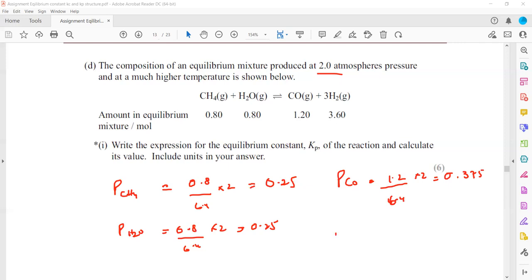And then the pressure of hydrogen: moles of hydrogen at equilibrium is 3.6 divided by 6.4 times the total pressure. Hydrogen will have the highest partial pressure because it has the greater number of moles. Then we write the expression for Kp, which is the pressure of hydrogen and carbon monoxide divided by the pressure of methane and water. This will give us the value for Kp. Is this one clear?